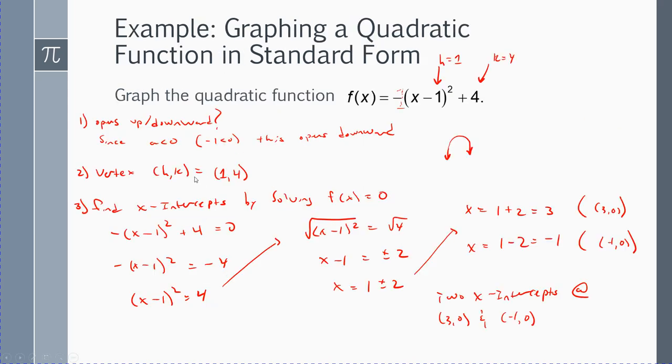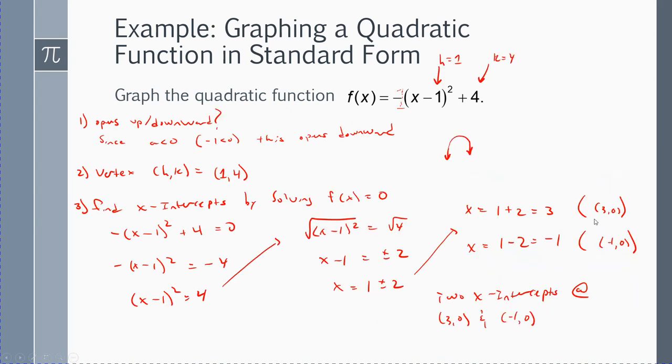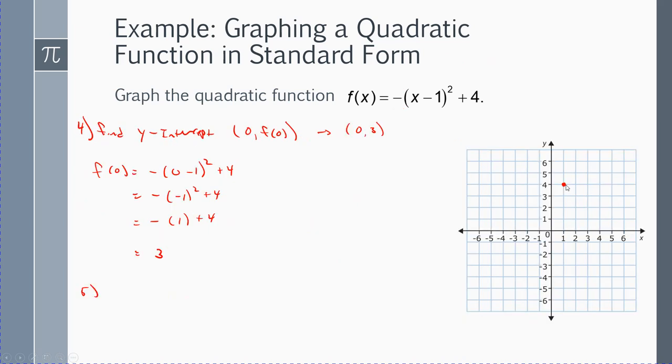Okay, so look, we know it opens downward. Let's plot the vertex (1, 4). So (1, 4), here's the vertex. The intercepts (3, 0) and (negative 1, 0). So here's (negative 1, 0) and (3, 0). Let's plot the y-intercept (0, 3).